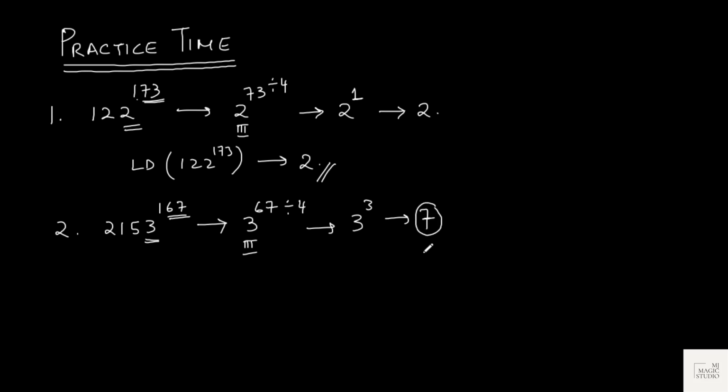Just do it with the help of the arrow diagram. Find L, the last two digits of A. Divide A by 4 if it is group 3, and then find the value.